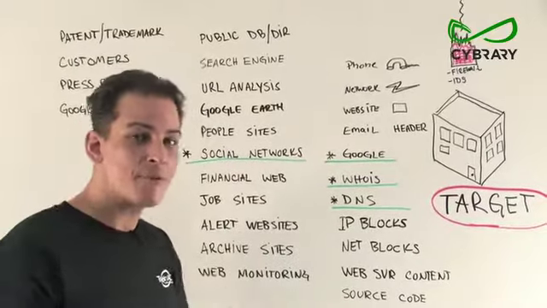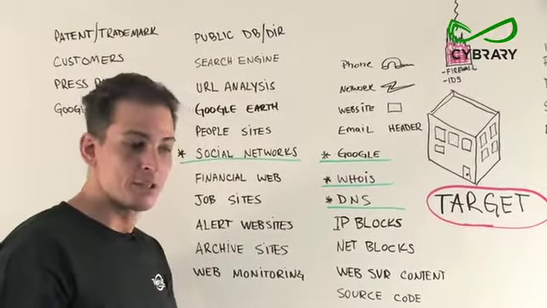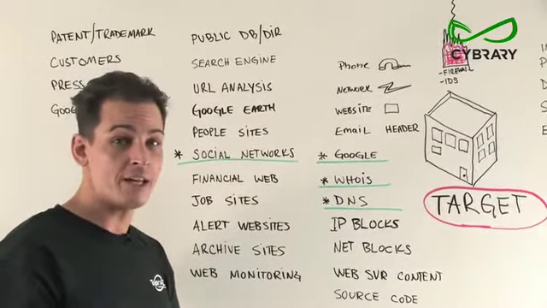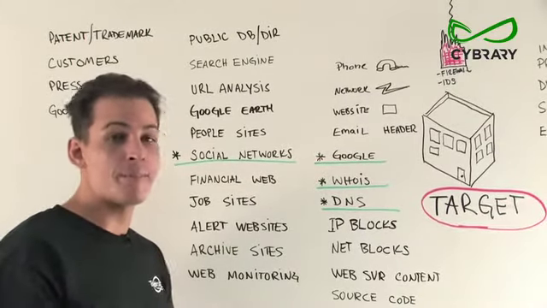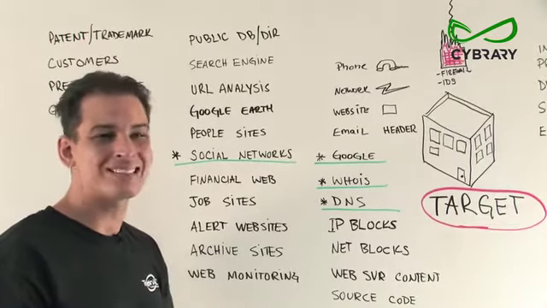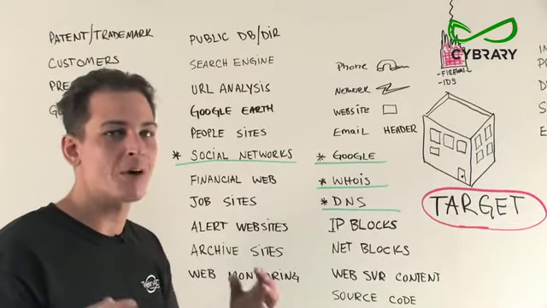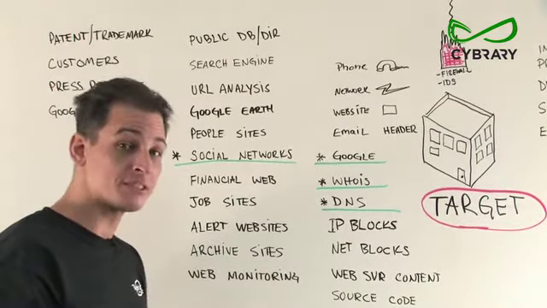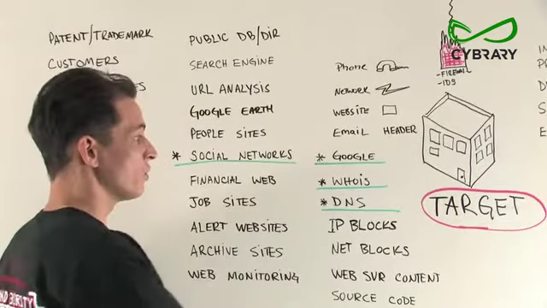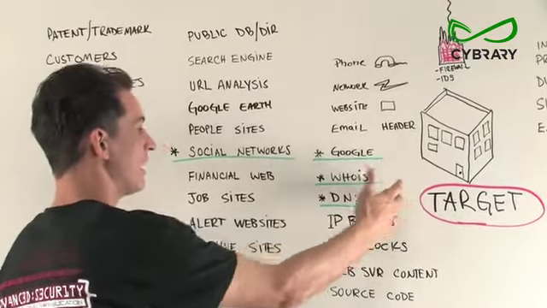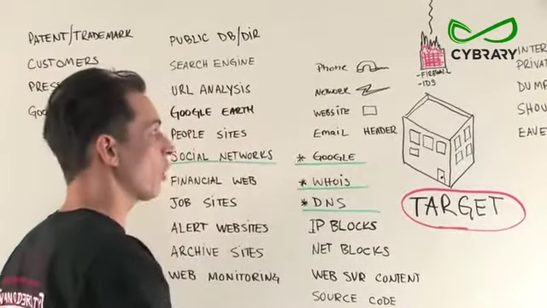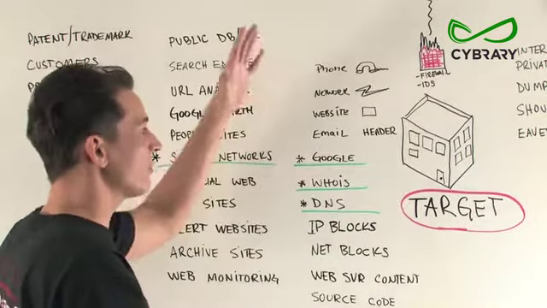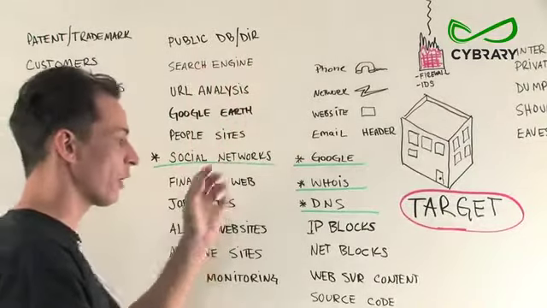It seems that everybody has a social presence nowadays, so you can use that to your advantage. Are the social networks highly popular? Are they being used all the time? Or was their last update to the social sites a year ago? Okay, all of this needs to be taken into consideration. So Google, whois, DNS, and social networks is where I like to start. However, we're going to cover all of this, and we're going to use the phone, the network, websites, and email to our advantage.